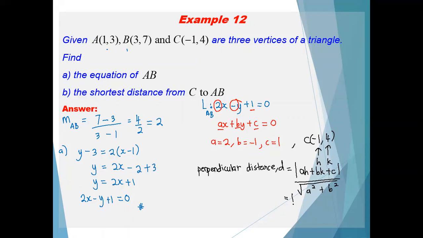So equal to modulus of a is 2, h is -1, plus b is -1, k is 4, and then plus c which is plus 1, over square root of a which is 2 square plus b which is -1 square. So equal to modulus of -5 over, 5 over square root 5, sorry.